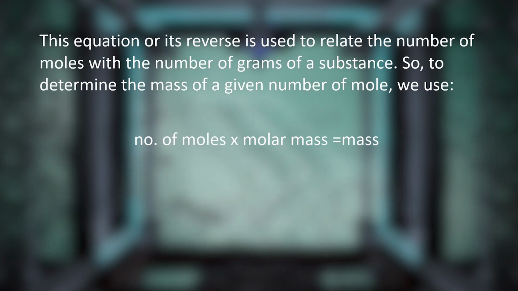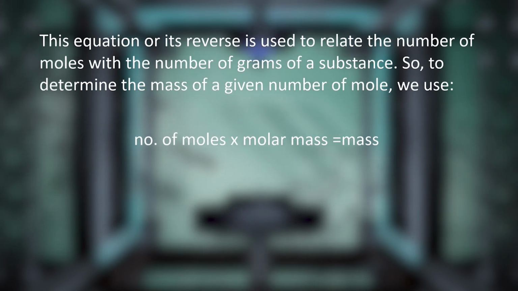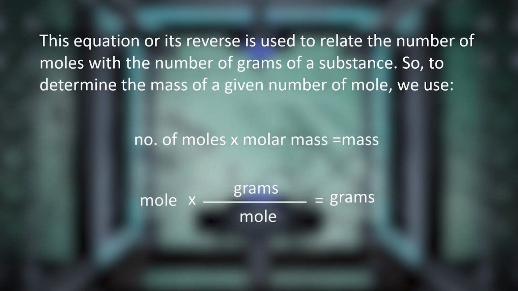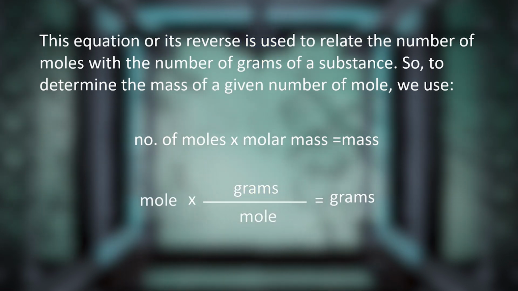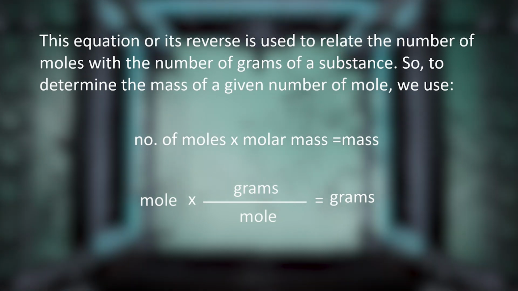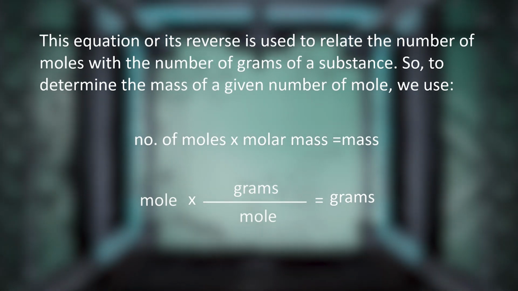This equation, or its reverse, is used to relate the number of moles with the number of grams of a substance. So, to determine the mass of a given number of moles, we use number of moles times molar mass equals the mass of the whole substance. Let's replace the formula with the units. Mole times grams per mole equals grams.